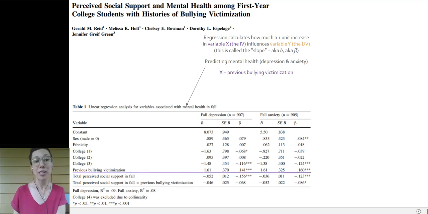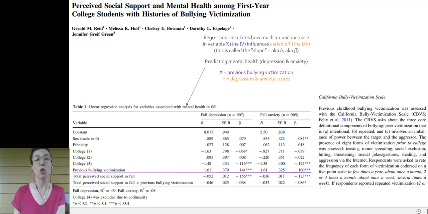We are going to focus in on previous bullying victimization as just one of the predictors, just one of the possible influencers, the independent variables. That's just going to be our focus. So that's going to be our X variable. Let's come back to that. Our Y variable is going to be those depression and anxiety scores. These are all the variables being used as independent variables predicting the impact on these dependent variables. We're just going to focus in on one.